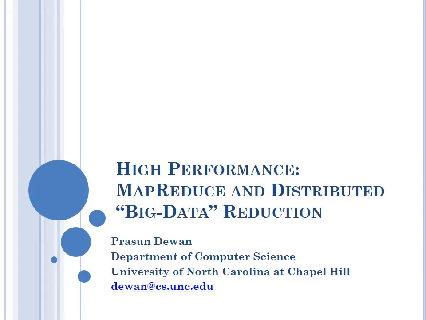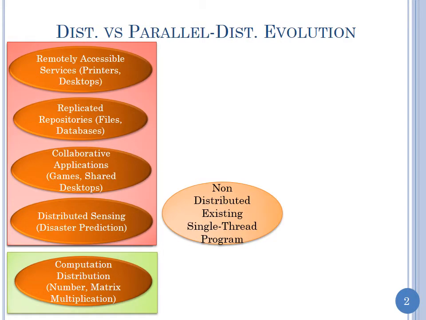Okay, so we've been looking at how reduction exists for single-threaded programs in functional languages. We saw in OpenMP how it can be used to create multi-threaded programs in a declarative language. So we are now going to go towards distributed programs.